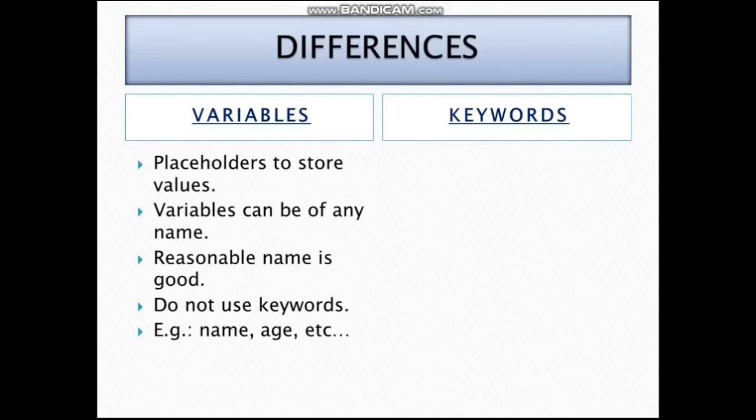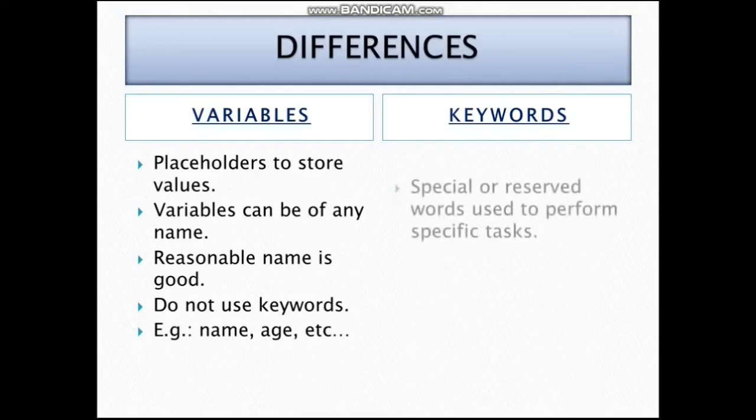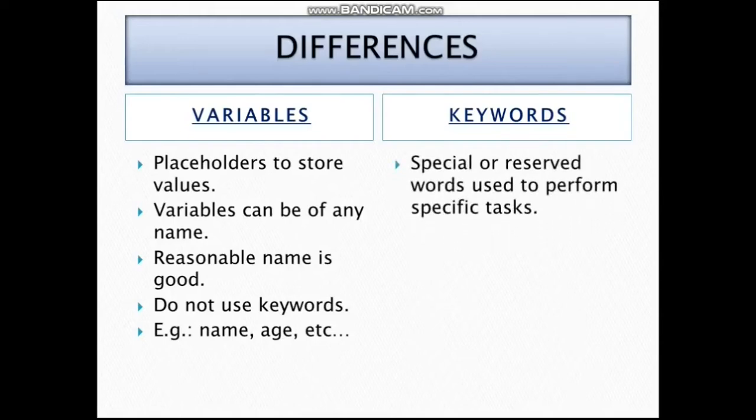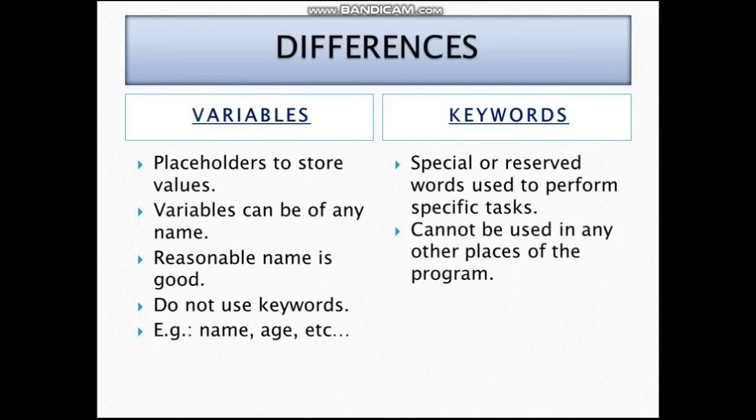Now on the other hand, let's take a look at the keywords. Keywords are like special words which are used to perform specific tasks in a program. Since they are performing specific tasks, they can't be used in other parts of our program. Otherwise, the compiler will get confused about whether it's a variable or a keyword. Now let's take a look at some examples of keywords.